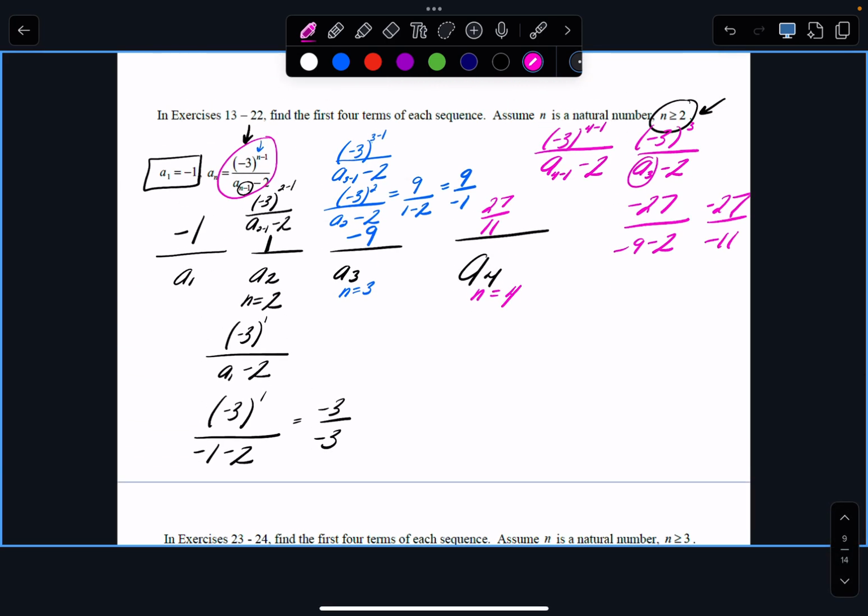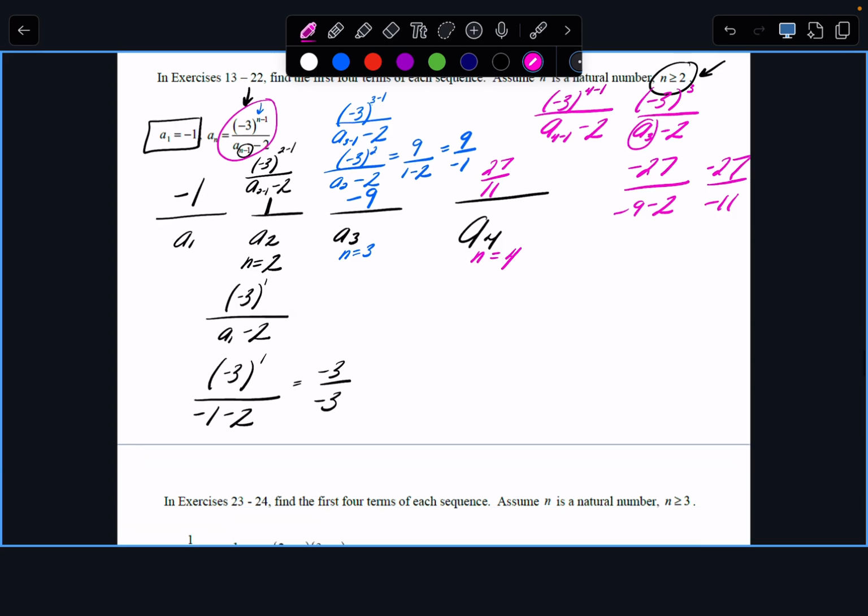Why is it? Shouldn't it be -27 divided by 7? I had -9 minus 2. Oh, yeah, no, never mind.